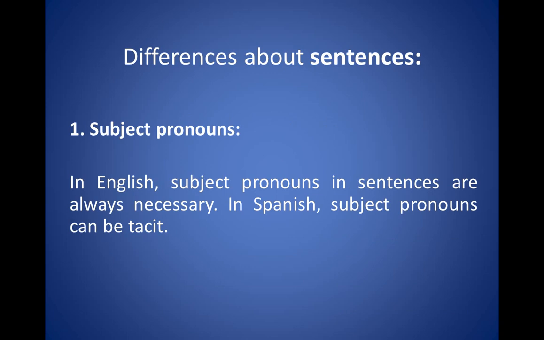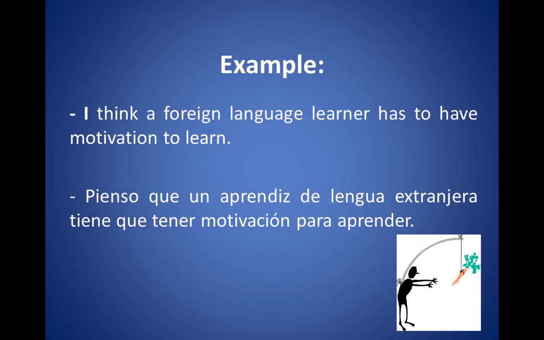Differences about sentences. 1. Subject pronouns. In English, subject pronouns in sentences are always necessary. In Spanish, subject pronouns can be tacit. Example: I think a foreign language learner has to have motivation to learn. Pienso que un aprendiz de lengua extranjera tiene que tener motivación para aprender.